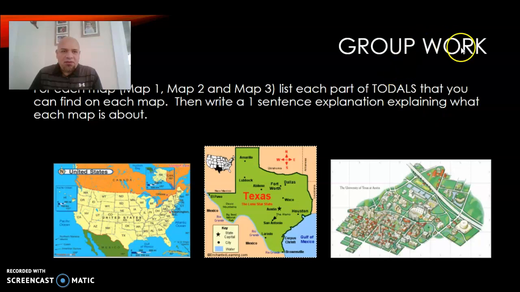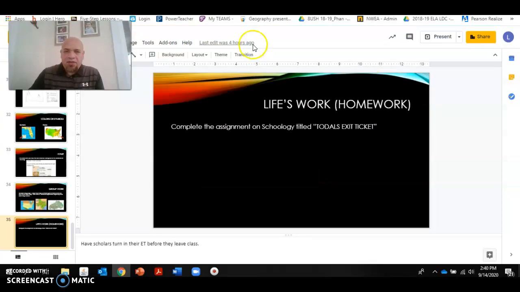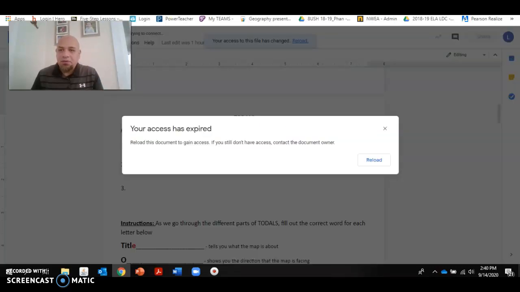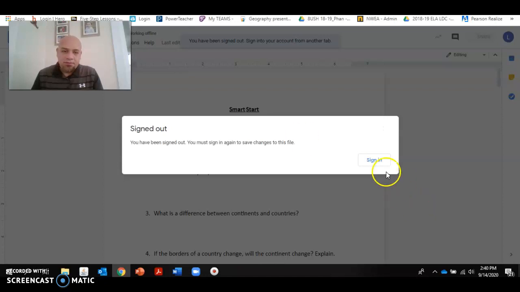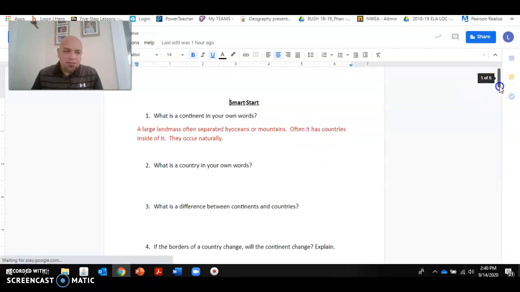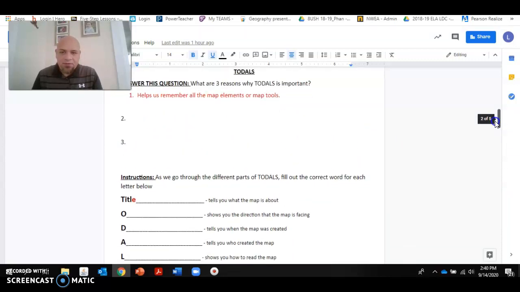All right, so now this says group work, but it's not really going to be group work. Here's what you're going to have to do. You are going to have to go back to the presentation. I'm sorry, not the presentation, back to the worksheet. It's not that one. All right, so go back to the presentation. So we already did this one, TODALS, and you're going to fill the rest of it out.